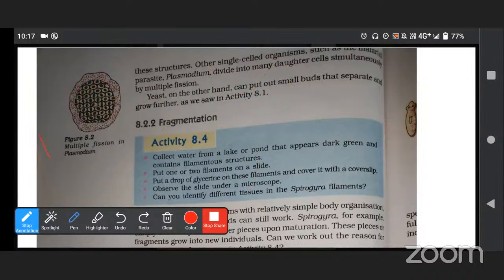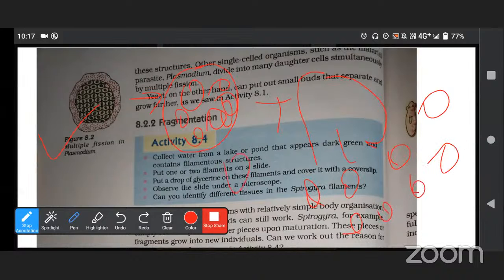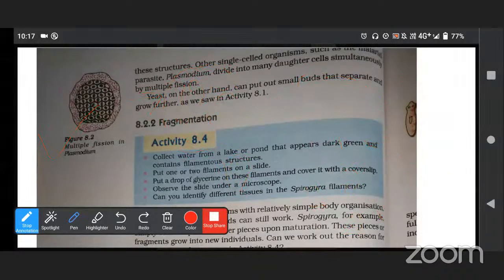Suppose here cell division occurs. After cell division they produce more individuals, more than two. So whenever this Plasmodium bursts, from this ultimately new individuals will be produced, and they are more than two. So that is why its fission is multiple fission. More than two individuals are produced. That's why its fission is known as multiple fission.